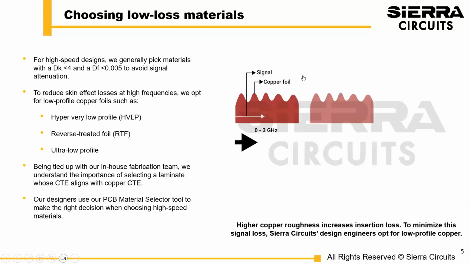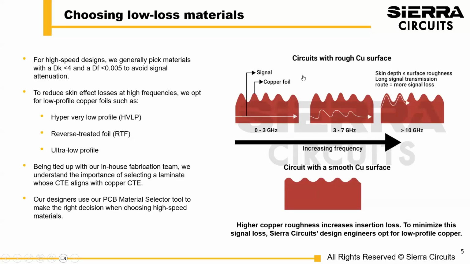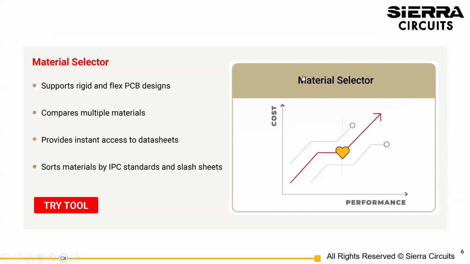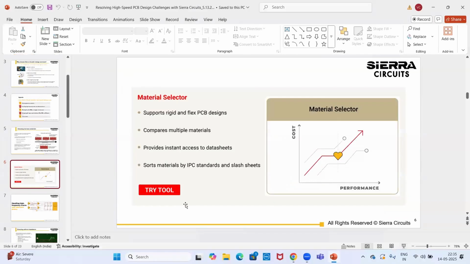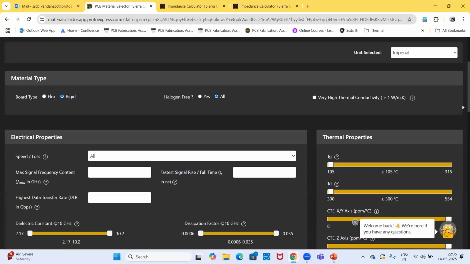We at Sierra use our PCB material selector tool to make the right decision when choosing high-speed materials. Here you'll see how our tool helps. So I'll just show a quick demo on the material selector tool. This is a material selector tool that allows you to search and filter the rigid and flex materials from the database that best suit your design needs.